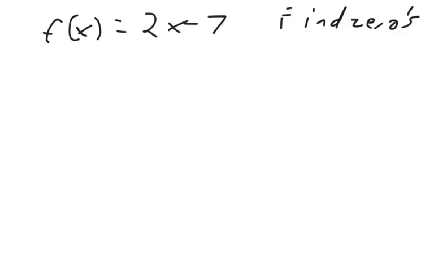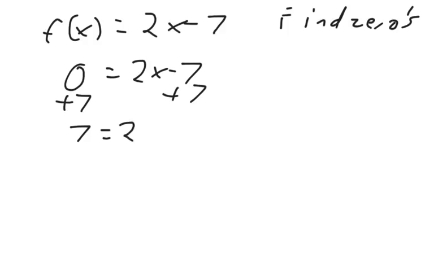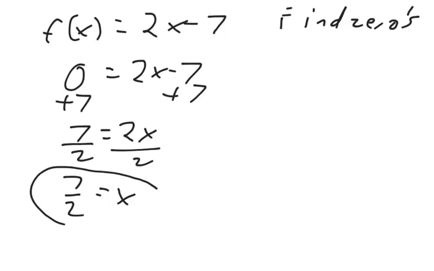Alright, in this problem we're asked to find the 0. So the 0 is what I set for y. Add 7 to both sides. 7 equals 2x. Divide by 2. And x equals 7 halves is my 0. So all we need to do for finding zeros is pretend that y is equal to 0 and see what happens.